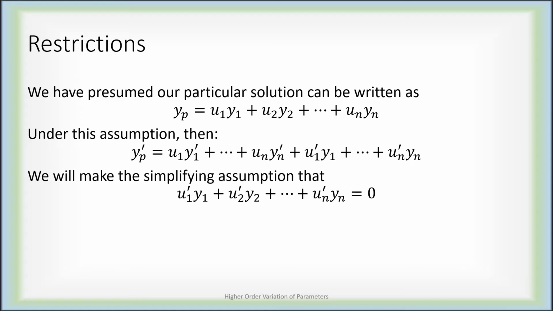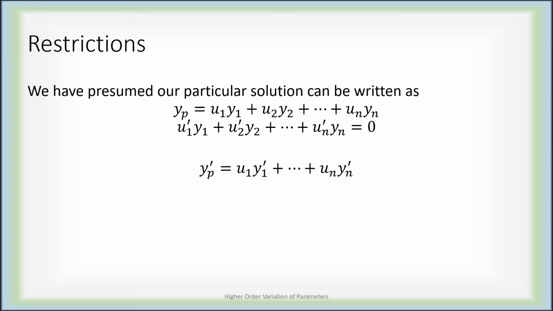Specifically, all the terms where we have the derivative of u times the original function y, if you add all of those up, you get 0. We are assuming that this holds. So all of these terms added together, we're assuming add up to 0. Therefore, yp prime can just be given by this sum here, where the u sub i have not had derivatives applied, but the y sub i have.